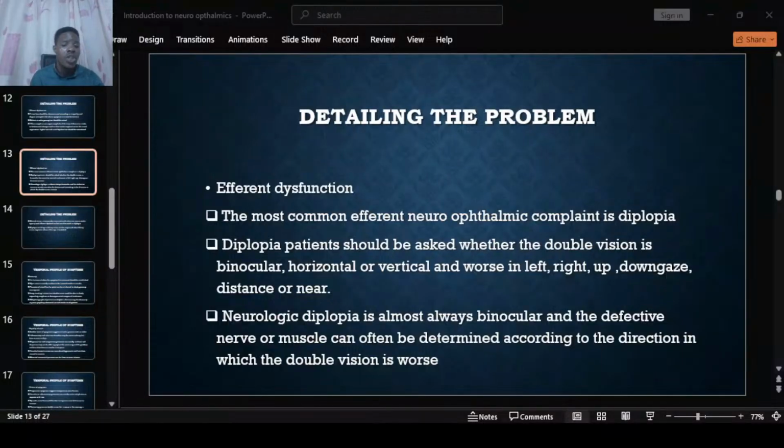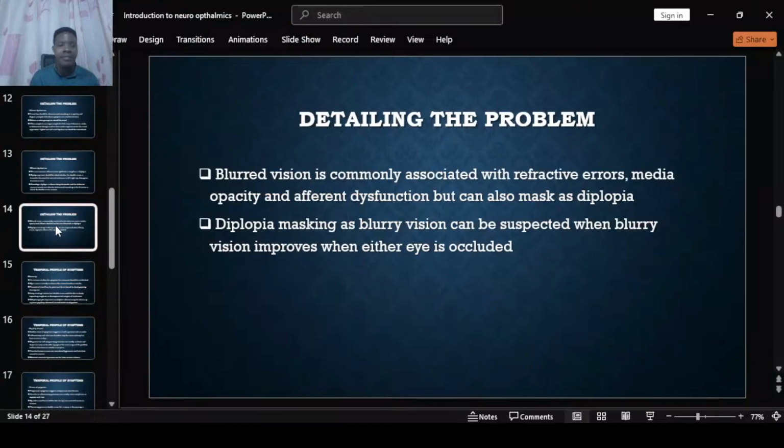And also neurologic diplopia is almost always binocular, and the defective nerve or muscle is identified according to the direction in which the double vision is worse. So the direction where the double vision is worse is likely where the nerve or the muscle is lacking.